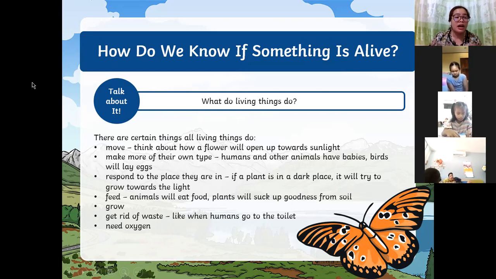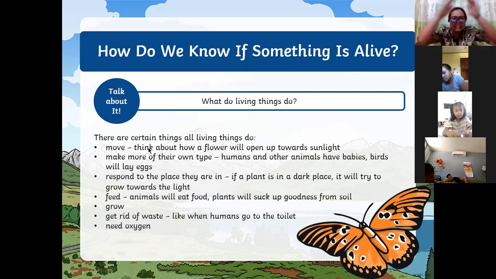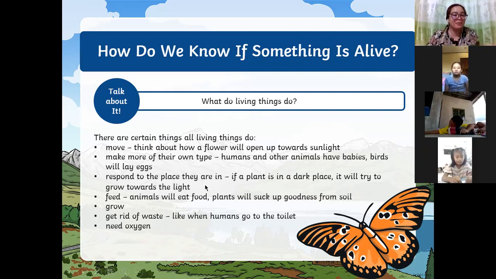For example, if you put a kid inside a small place, the kid will cry because the kid cannot move. So every human or every living thing can respond to the place they are in. That is what you call the stimuli. Responding towards something is what you call stimuli.